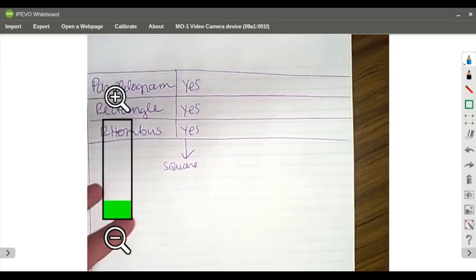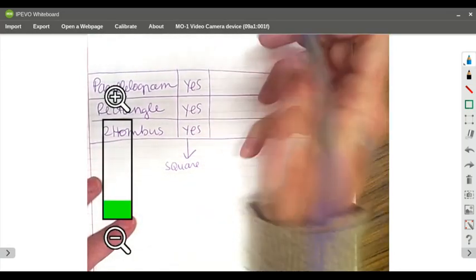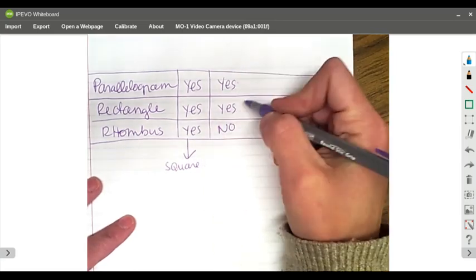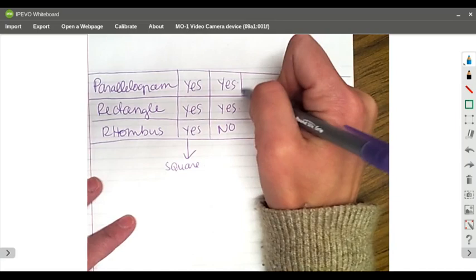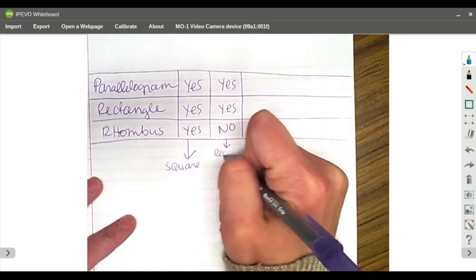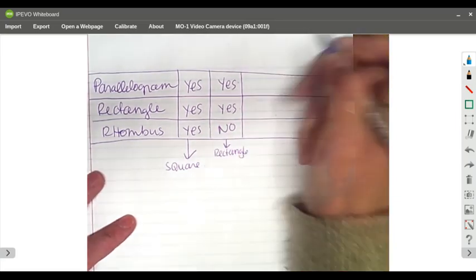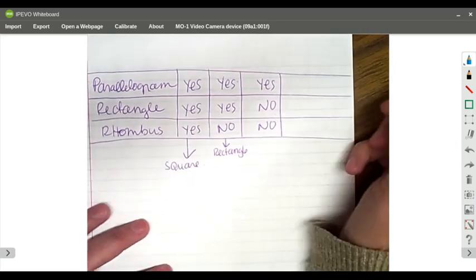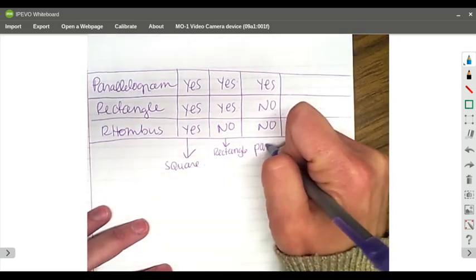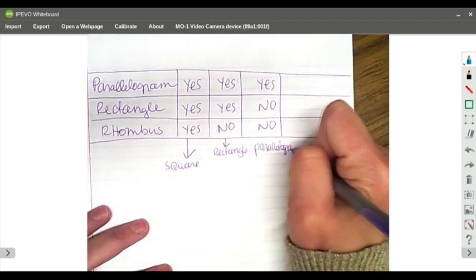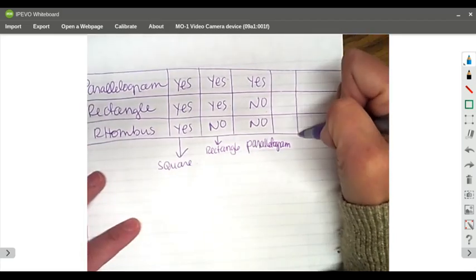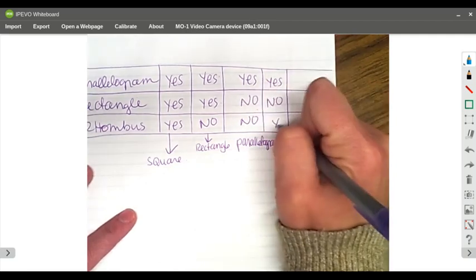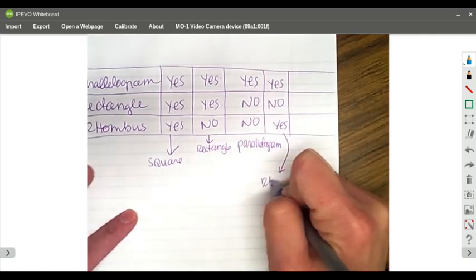I guess I can zoom in a little bit more now. Okay, what if we got yes, yes, no? So yes, it's a parallelogram. Yes, it's a rectangle, not a rhombus though. That would just be a rectangle. If we got yes, no, no, that's just a parallelogram. Running out of room here already. If we got yes, no, yes, that would be a rhombus.